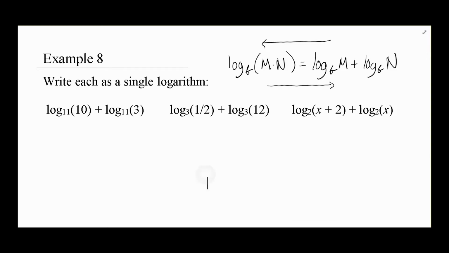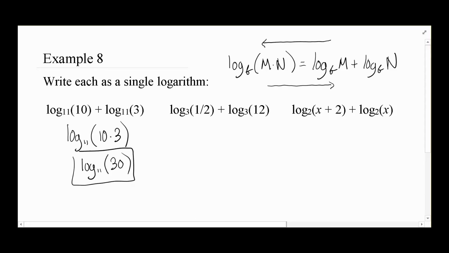We're saying I have two logs of the same base that I'm adding together. I could write that as a single logarithm by multiplying their arguments together. Now, 10 times 3 is 30, and that's my single logarithm that I was looking for.